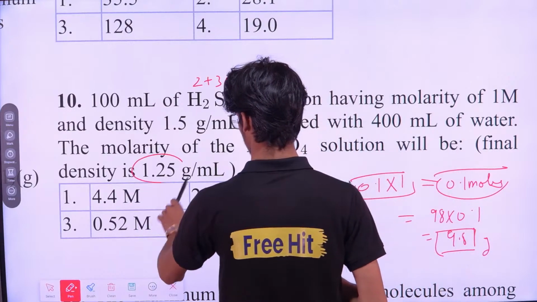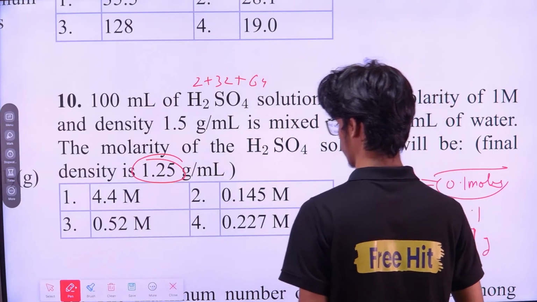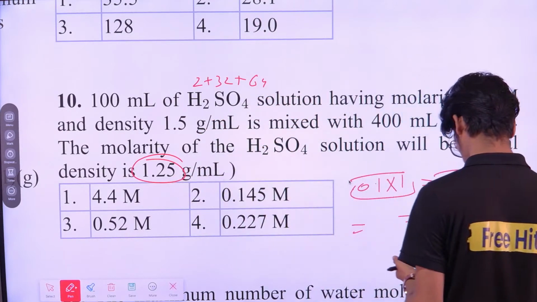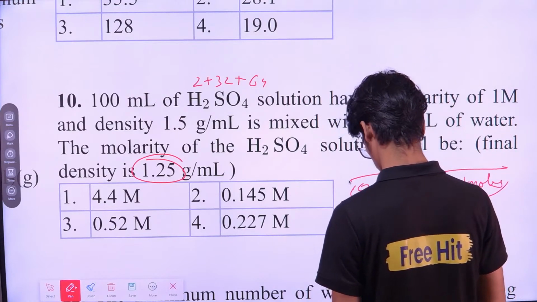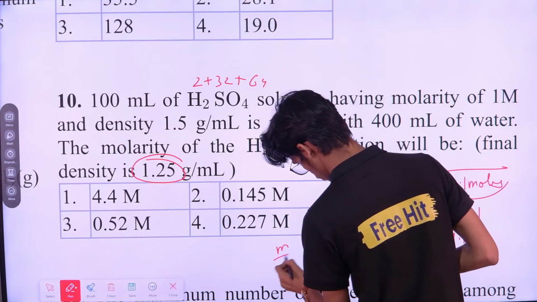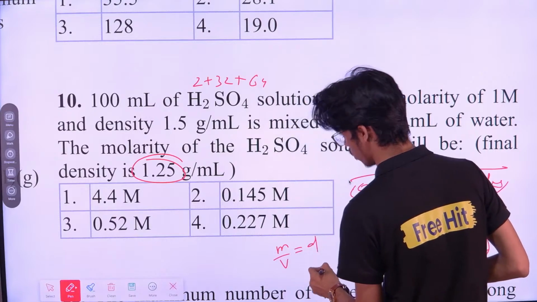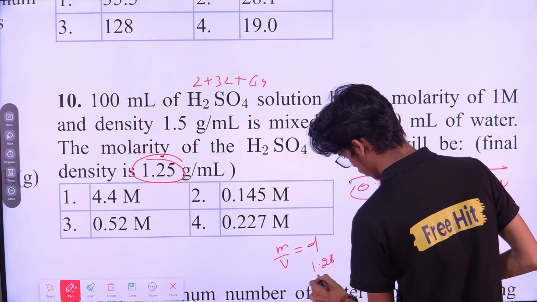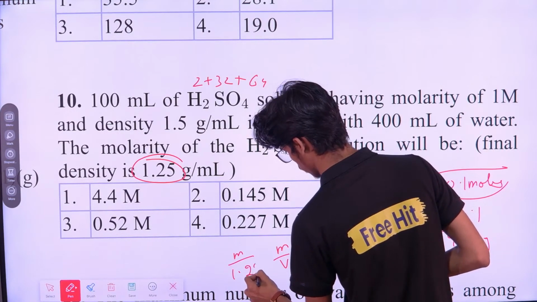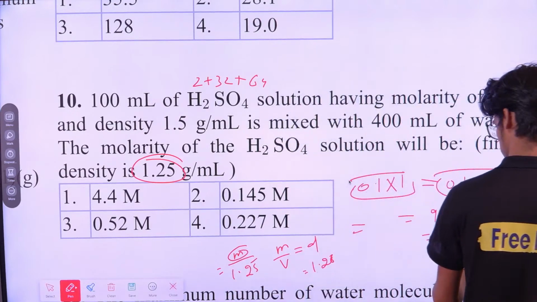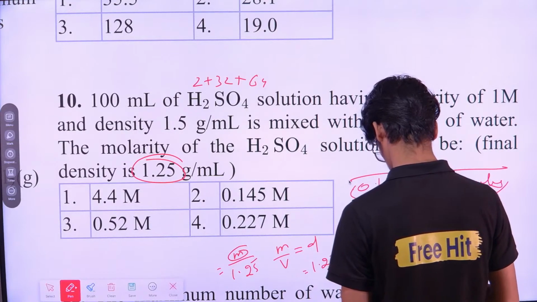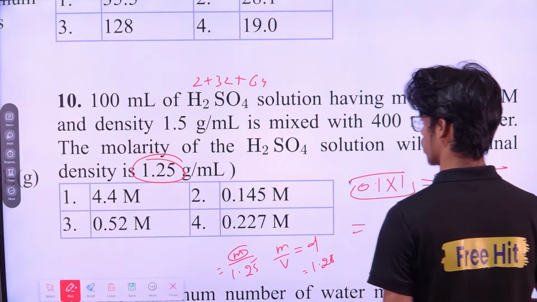We have been given the final density, which is 1.25 gram per milliliter. So we have the weight, we can find the volume from there, then molarity we can find easily. Density is mass upon volume, and the final density is 1.25, right? So if you want the volume, it is mass divided by 1.25. So mass is 9.8 divided by 1.25, which is 7.84. Wait, am I getting something wrong?